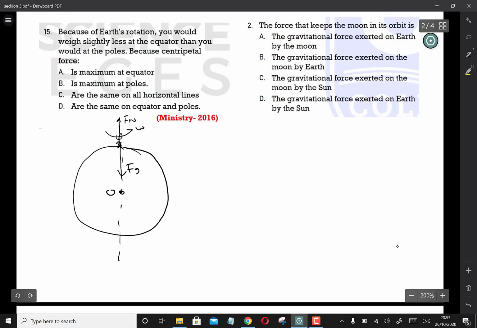Here, the man's body is not moving on a circular path. It's just spinning about its own axis. No circular path, or if there is one, it's so small. Because the man is not accelerating up or down, Fn and Fg must be equal here at the poles. Fn is equal to Fg at the poles.